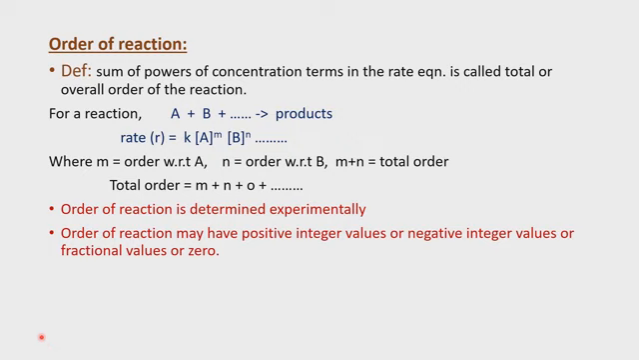Next one. It is independent of the stoichiometric representation of the equation. Already we have discussed this in the case of the rate law or rate equation. Look here. Rate equal to k into [A]^m [B]^n. Here m and n are not stoichiometric coefficients. So automatically the order is independent of the stoichiometric representation of the equation. Okay.